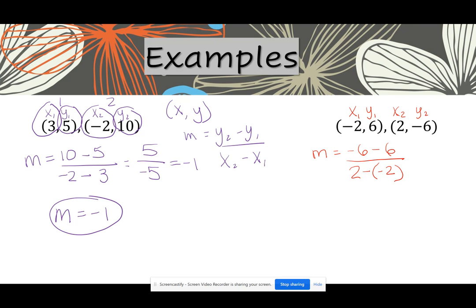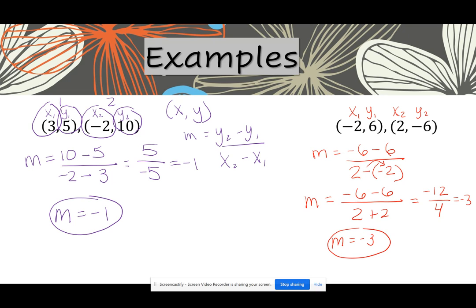Now, whenever you have a double negative here, so this is probably going to happen a lot in slope, it becomes a plus. So we really have negative 6 minus 6 over 2 plus 2. This is because this negative 1 would technically be distributed in, so it becomes a positive 2, so it just becomes 2 plus 2. Now, negative 6 minus 6 is negative 12, and 2 plus 2 is 4. So our slope here is negative 12 divided by 4, which is negative 3.